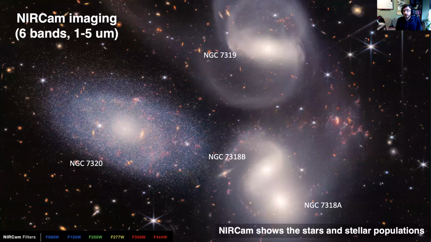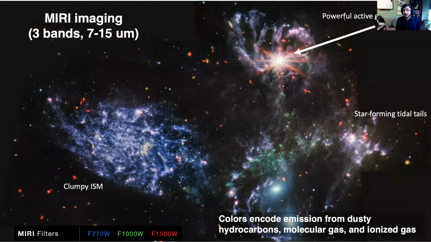This is one of the ERO release images from NIRCam that we put out that shows where the stars and the stellar populations are. Where it starts to get a lot more exciting, though, is when you look at what the MIRI image looks like. Here's what you get if you look at mid-infrared wavelengths. Now you can actually start to see what's going on with the gas in this system.